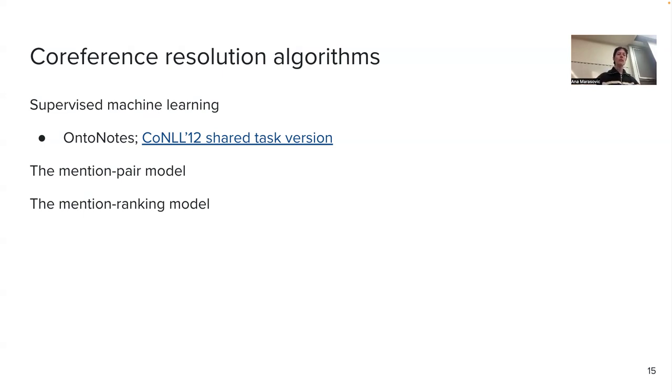Okay, and we are now going to see two ways of approaching coreference resolution with supervised machine learning, with the ultimate goal of showing you a neural approach for this. The first way to approach this is by using the mention pair model.